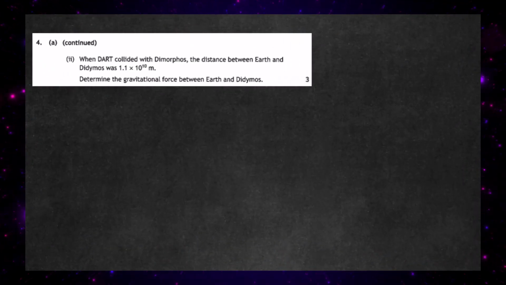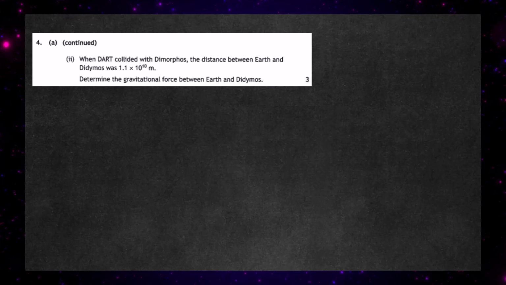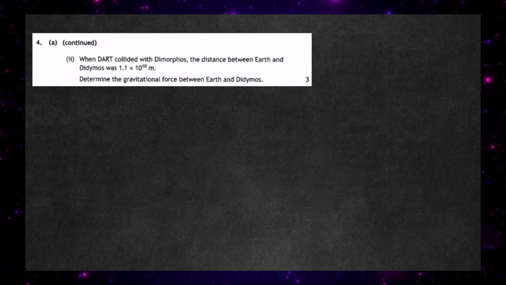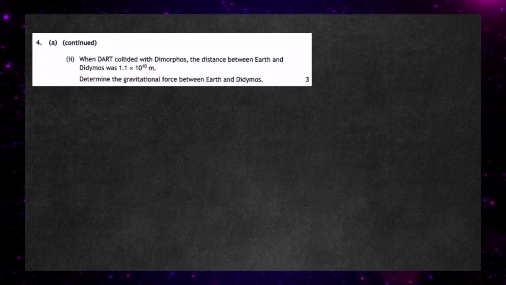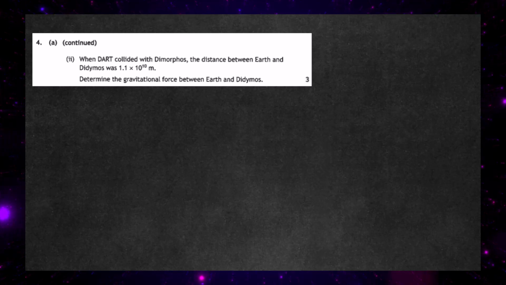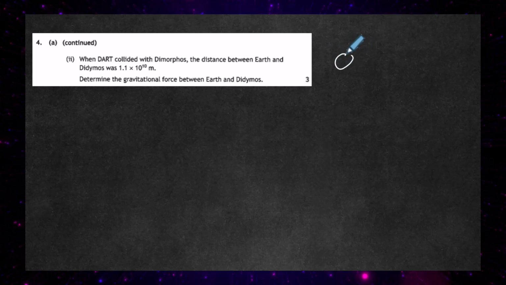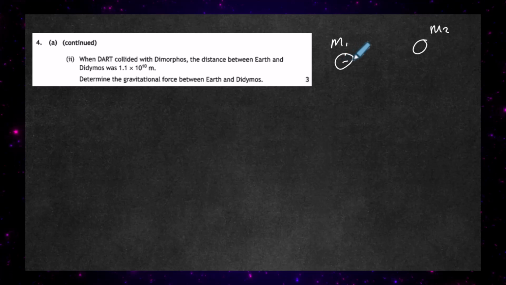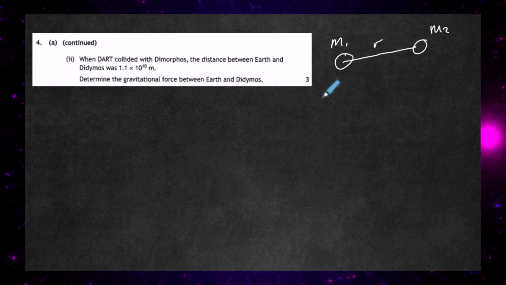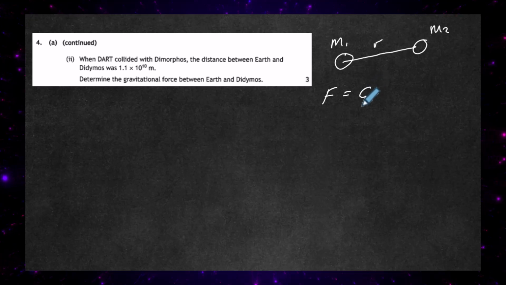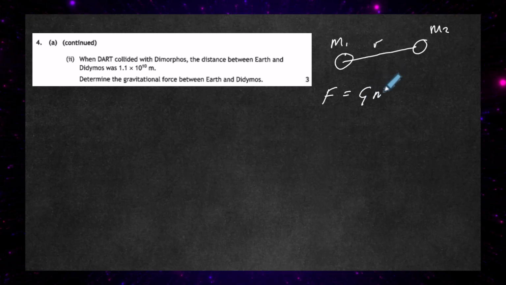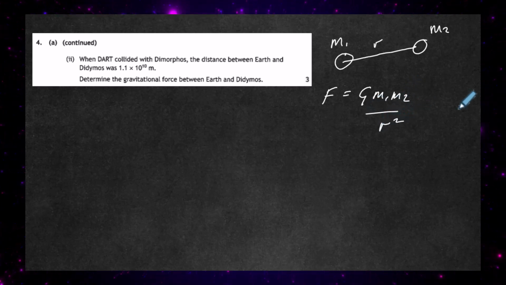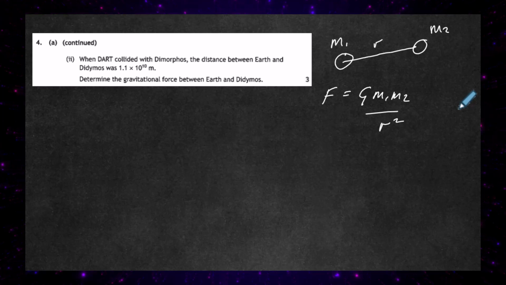Question 4, Part A continued. When DART collided with Dimorphos, the distance between Earth and Didymos was 1.1 times 10 to the power 10 metres. For 3 marks, we're asked to determine the gravitational force between the Earth and Didymos. We know the gravitational force between two objects. This will be M1, and that's going to be M2, and this is the distance between the centres, which we'll call R. The gravitational force F equals the universal gravitational constant G times M1 times M2, all divided by the distance between the centres squared. That's how we calculate the gravitational force between those two masses.